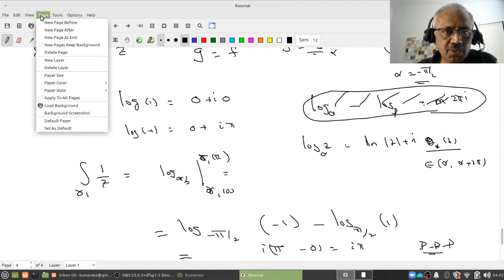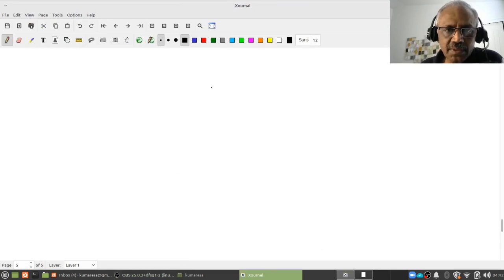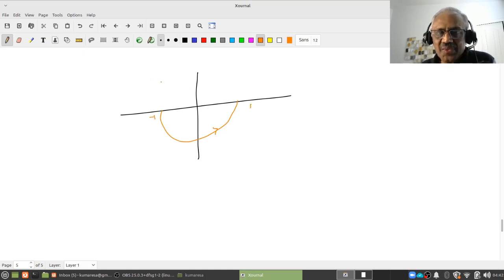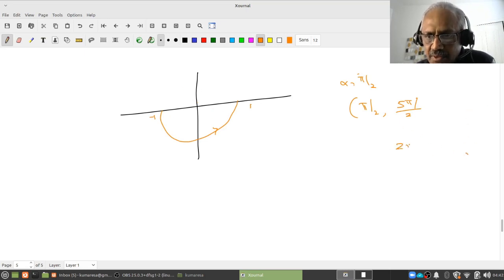Now let's look at the second one, which is this one. Here it goes from -1 to +1, therefore I can omit this part. The angle will be pi by 2, my alpha equal to pi by 2. So it takes values from pi by 2 to pi by 2 plus 2 pi.